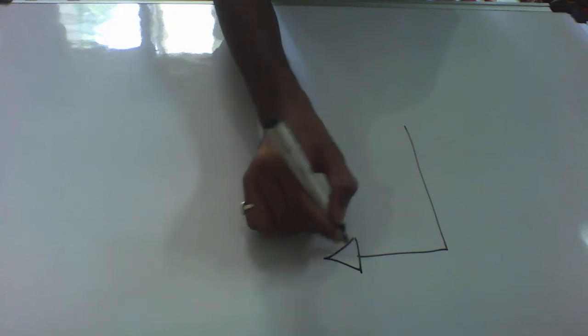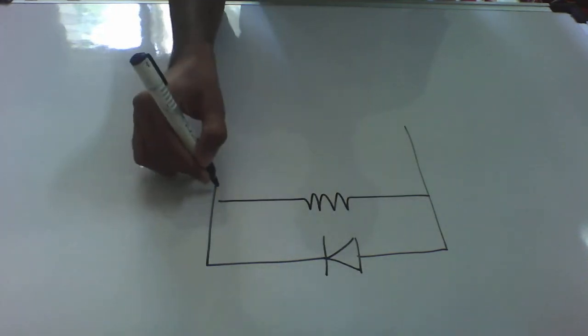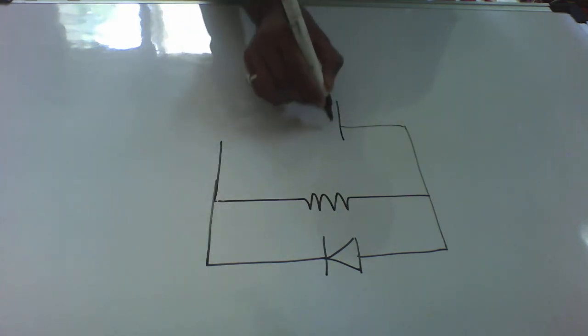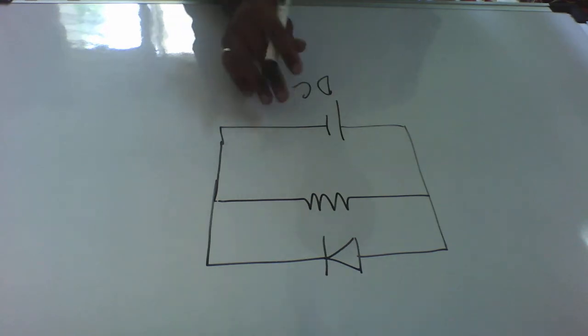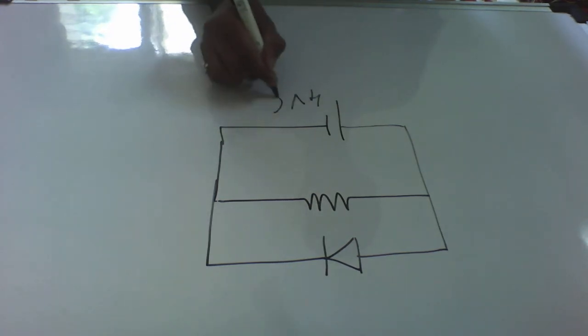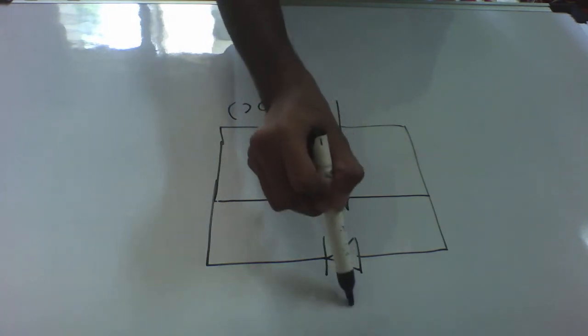Understanding alternating and direct current can be done through a simple circuit. Okay, let's consider a diode here, a resistor connected here. This is a DC supply. This is a DC, or I'll call it a 4 volt DC. This is a 3 ohm resistor. Consider this as a diode D1.